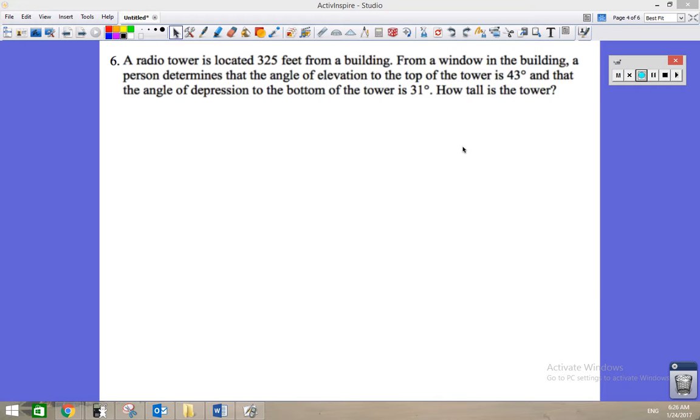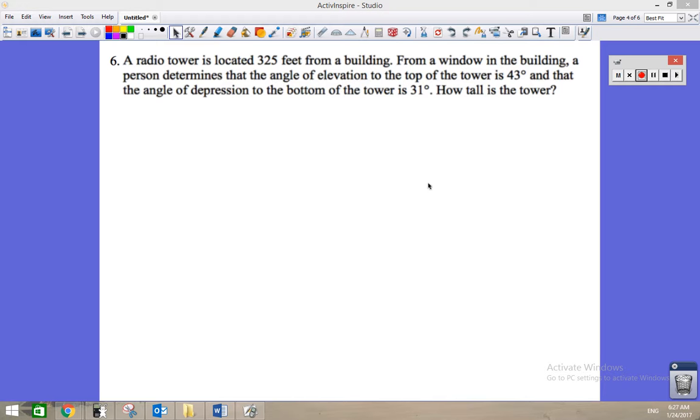Alright, so let's take a look at this problem. A radio tower is located 325 feet from a building. From a window in the building, a person determines the angle of elevation to the top of the tower is 43 degrees and the angle of depression to the bottom of the tower is 31 degrees. How tall is the tower?